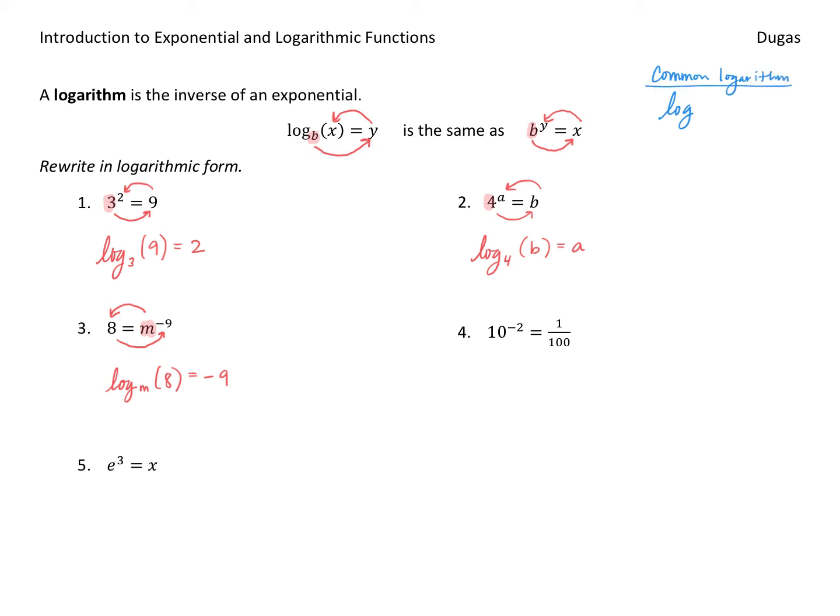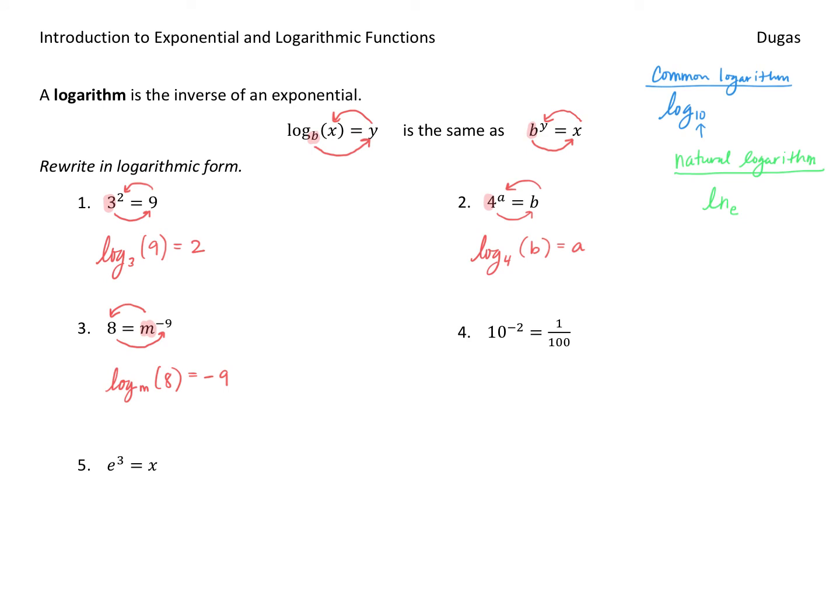So the common log's understood base is 10. If there is no base written, it's understood to be 10. There is another logarithm called the natural logarithm, or the natural log, and it is ln. Its understood base is e.